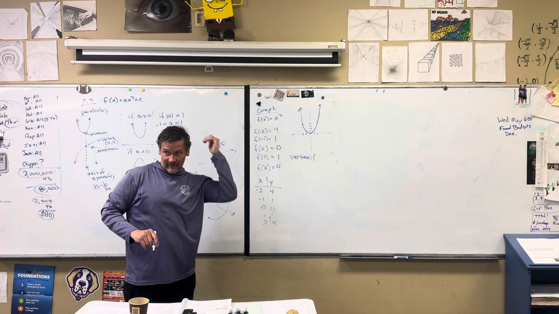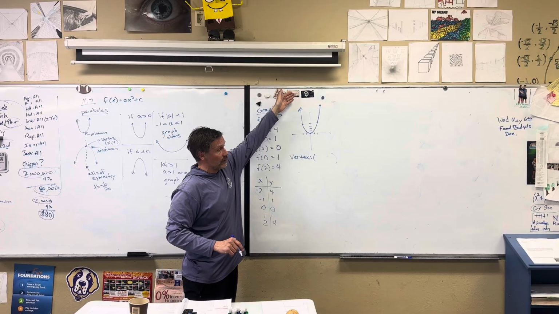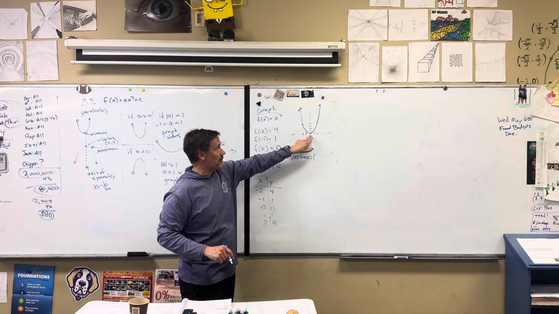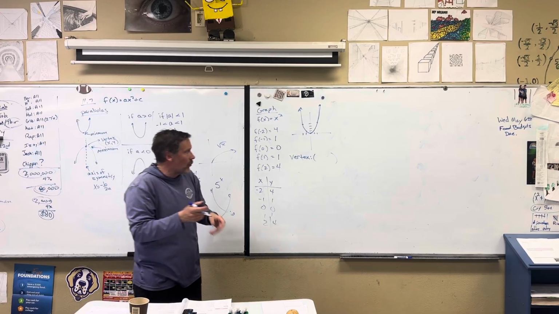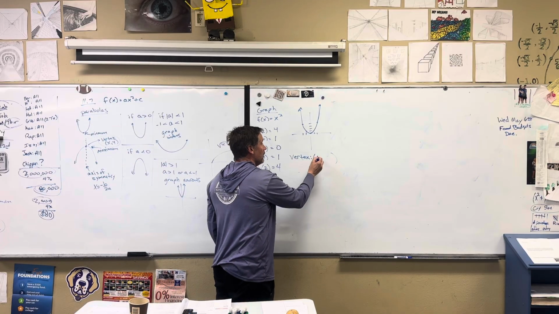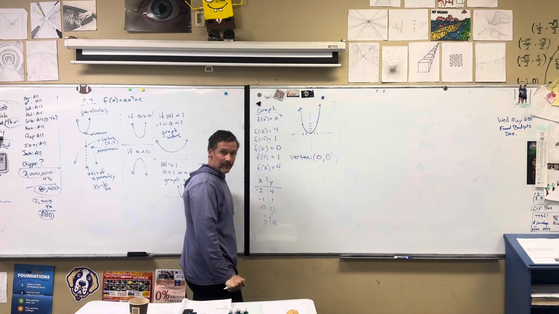Bottoms out, right? It hits the bottom. Now, it goes up forever, so it's got this infinite max, but it bottoms out right here. So where is the vertex? The vertex is where it bottoms out. What would the coordinate point be? 0, 0, right? 0, 0.